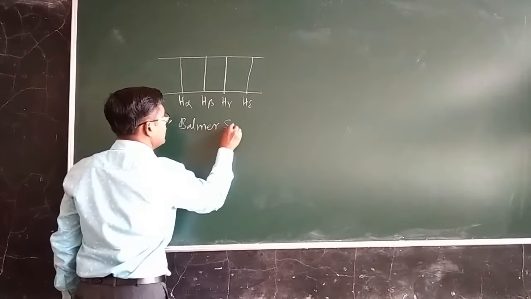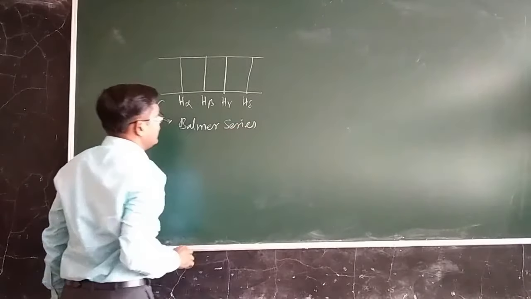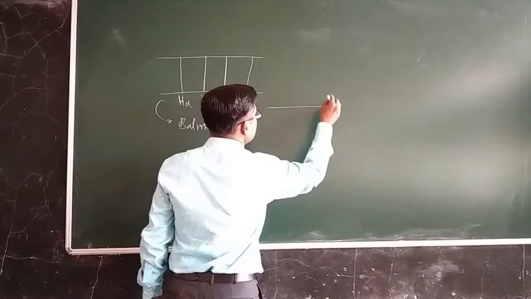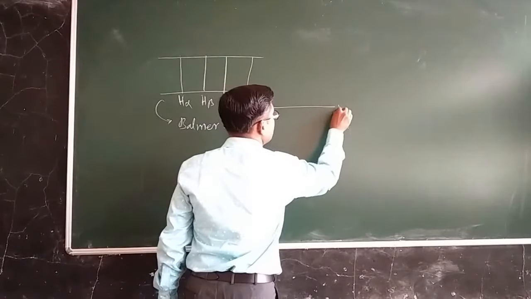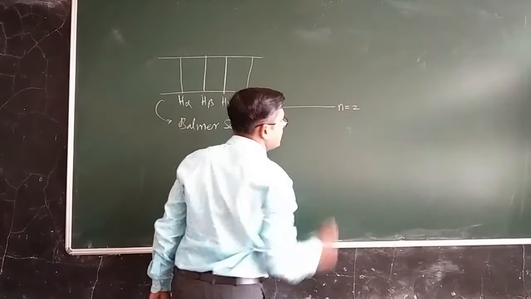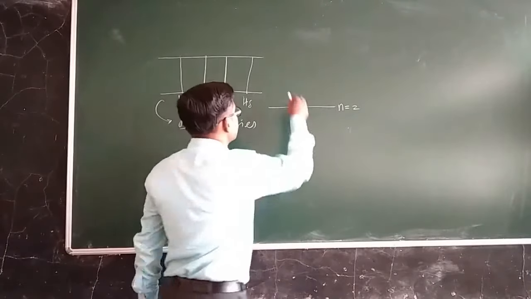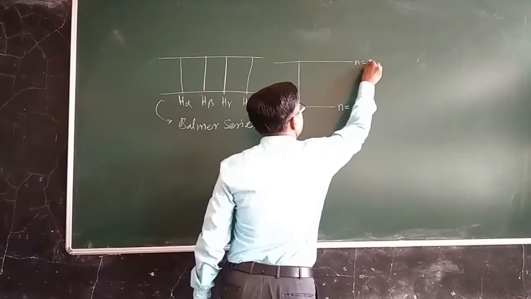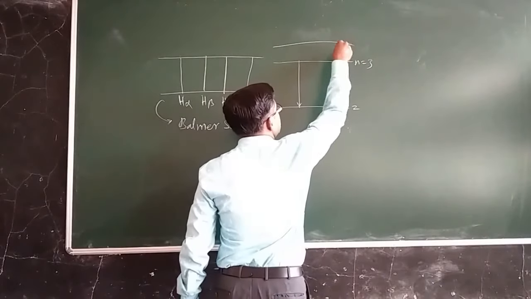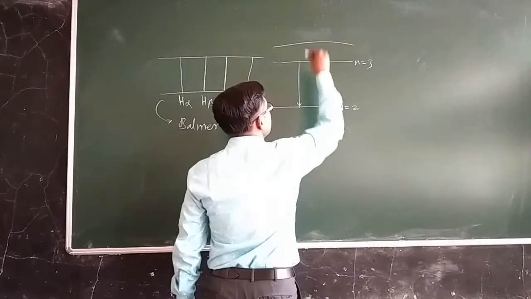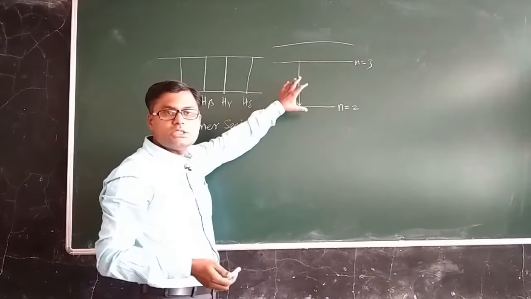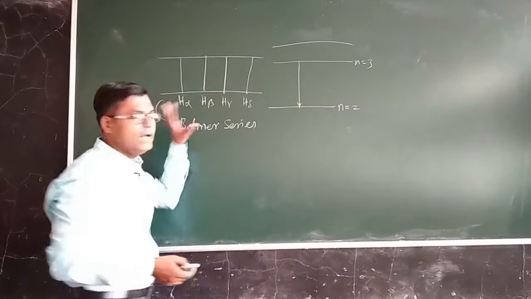This is the Balmer series, and this particular series arises when the electron jumps from a higher energy level to the level for which n is equal to 2. So sometimes the electron may jump from n equal to 3 to n equal to 2. It may jump from n equal to 4 to n equal to 2, n equal to 5 to n equal to 2. Whenever these transitions take place, we will get the Balmer series.